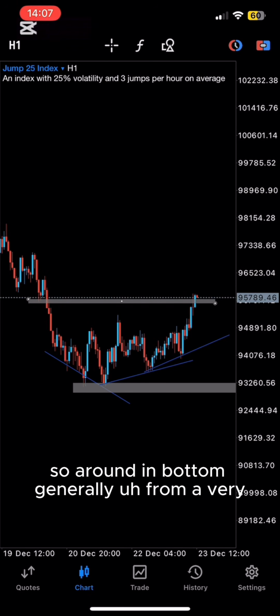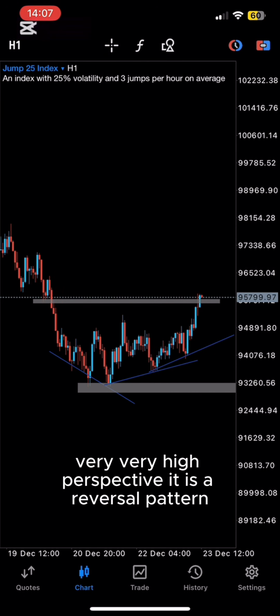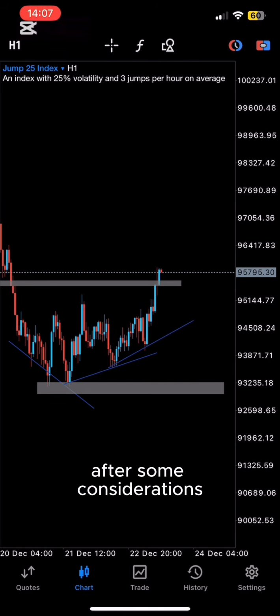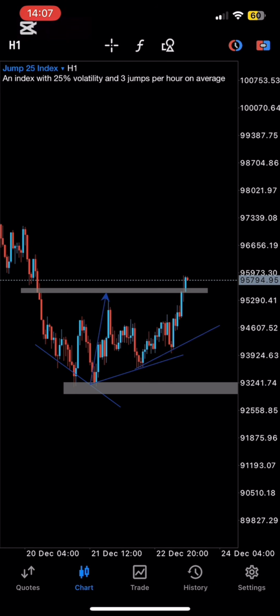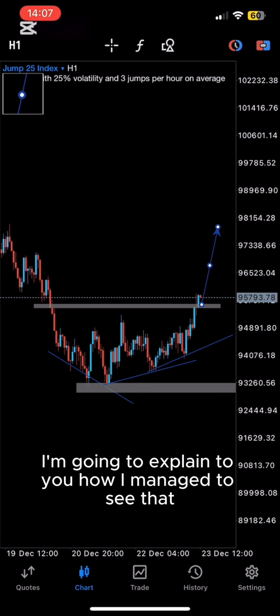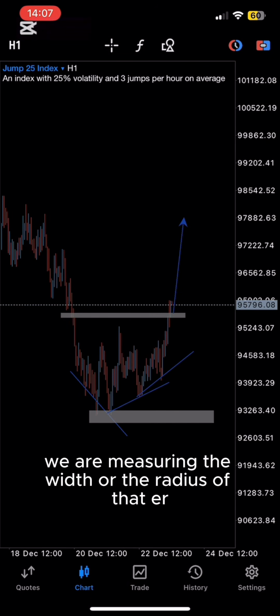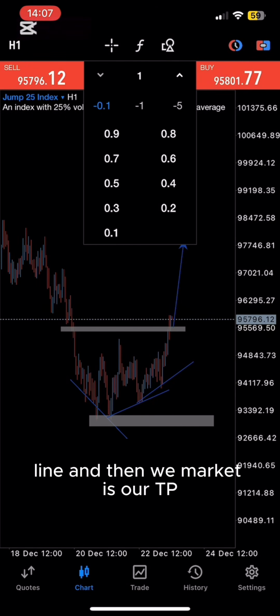A rounding bottom, generally, from a very high perspective, is a reversal pattern. However, after some considerations, you can do a continuation trade on it. I'm going to explain how I managed to see that the market was going to buy. At this point, we are measuring the width or the radius of that line, and then we mark it as our TP.